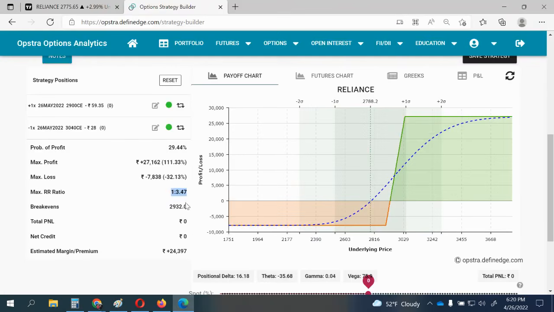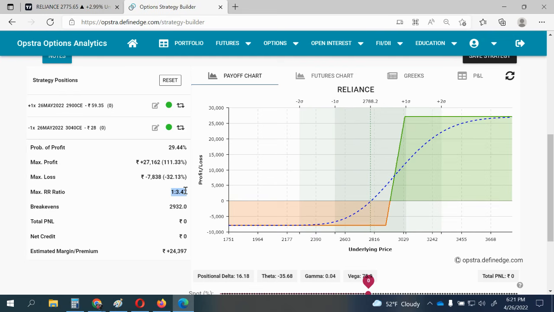All right, so for now I've taken 1 is to 3. It is not always that you'll get 1 is to 3, right? Even if you get 1 is to 2 or 1 is to 2.5, ensure that you are getting more than 1 is to 2. Don't even go for any trade which is not giving you more than 1 is to 2. Even 1 is to 2 is fine, 2.5 is fine, 3 is fine.